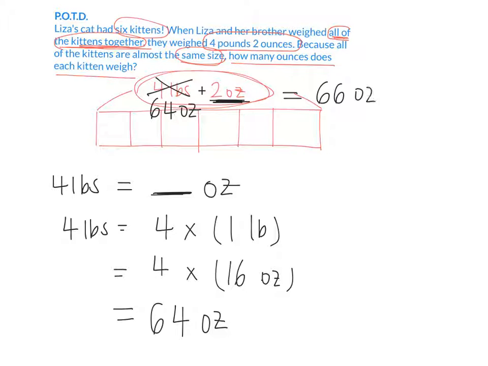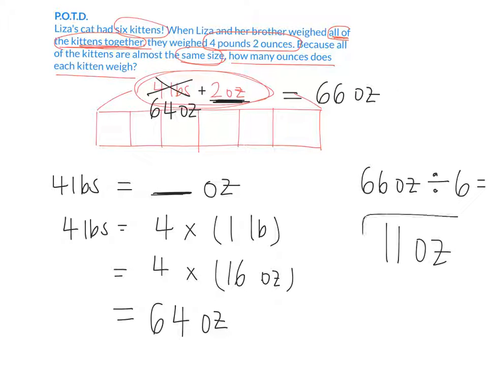66 ounces. Okay. Now that I have my total weight of 66 ounces, can I divide that into 6 kittens? Yes. I can figure out how much each kitten weighs by doing 66 ounces divided by 6. What is 66 divided by 6? 11. That means each kitten weighs 11 ounces.